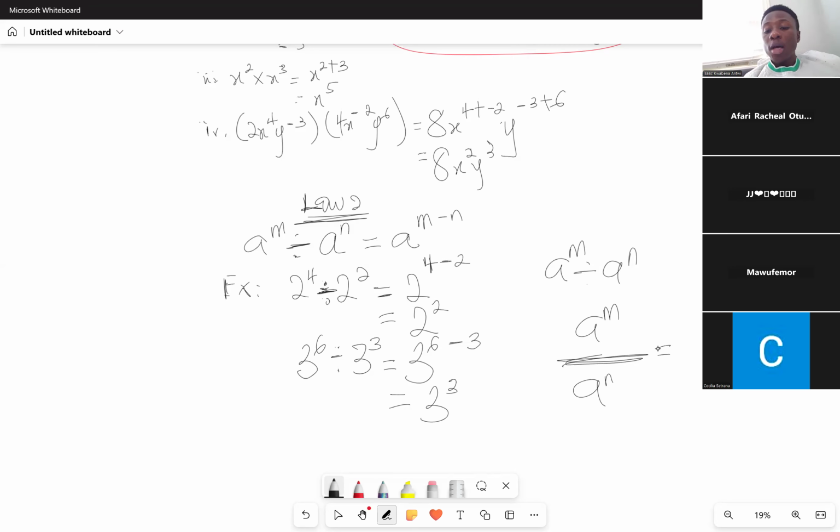Yes, A. So as long as the bases are the same, and this bar indicates they are dividing, just pick one base, then you see m and n, you subtract the powers, so m minus n.